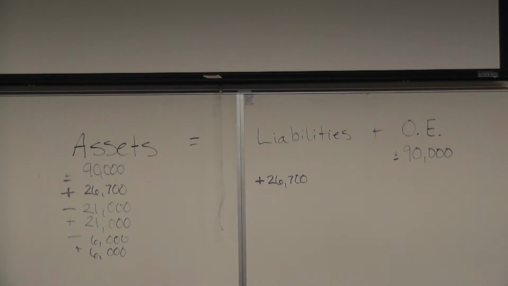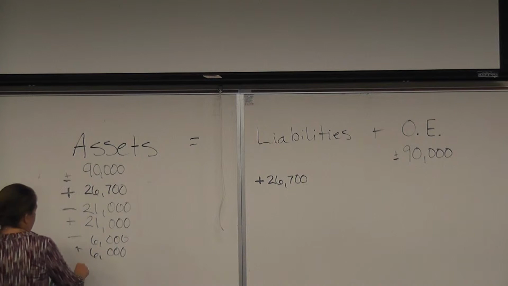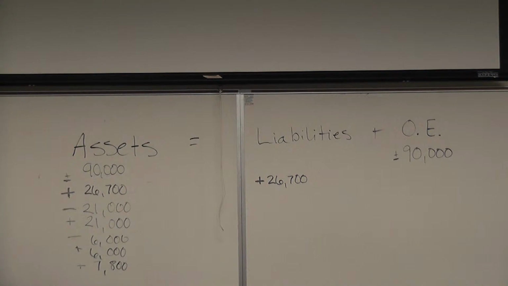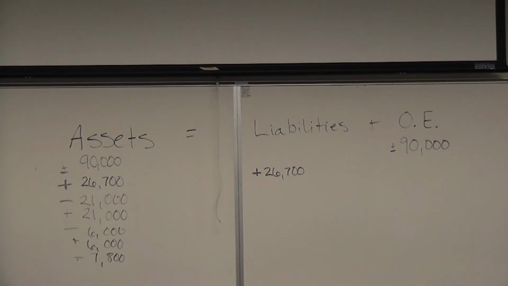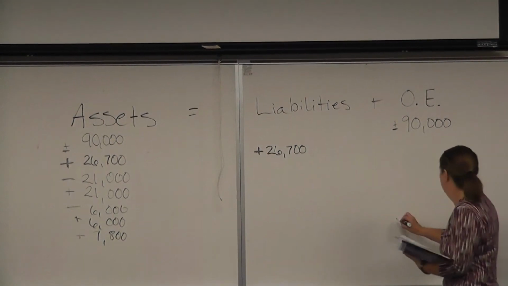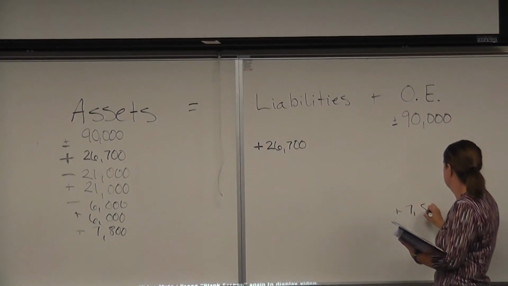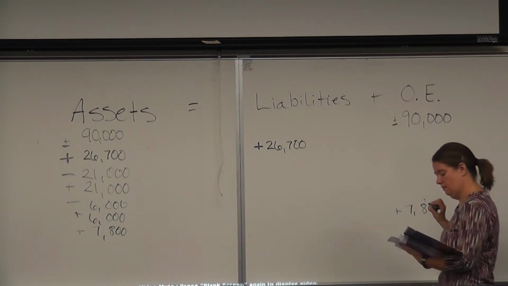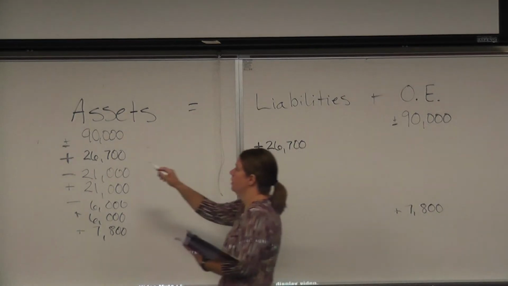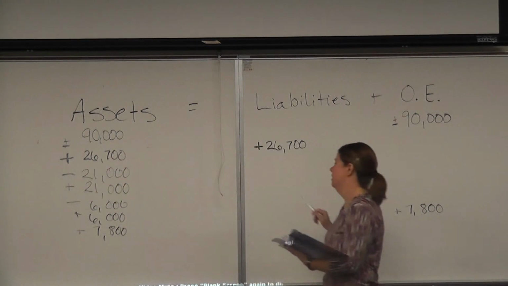Perform services for $7,800 cash. Where does the plus sign go? Yep. You have to make the equation balance. If there's a plus on this side of the equation, there has to be a plus on this side of the equation.